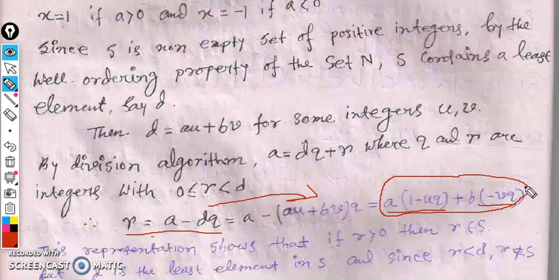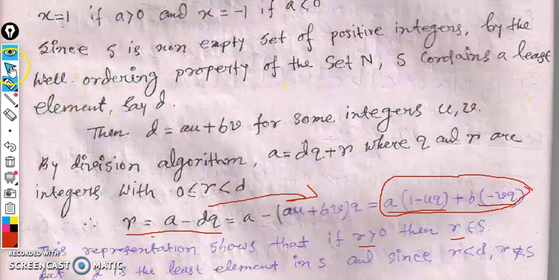It is exactly in the form ax plus by. Since it is of the form ax plus by, that means r belongs to S. Because r itself is a non-negative number, it is proved that r is greater than 0 and r belongs to S.